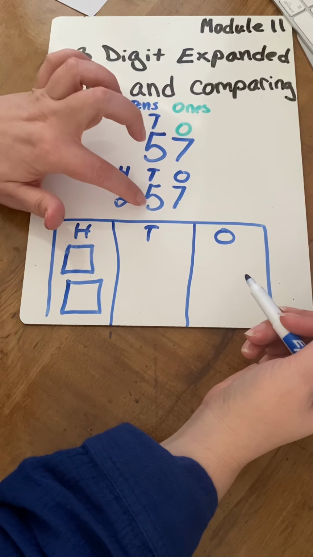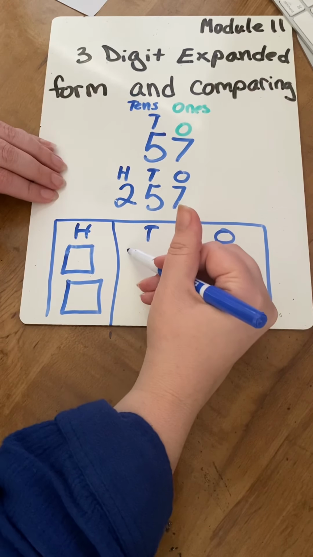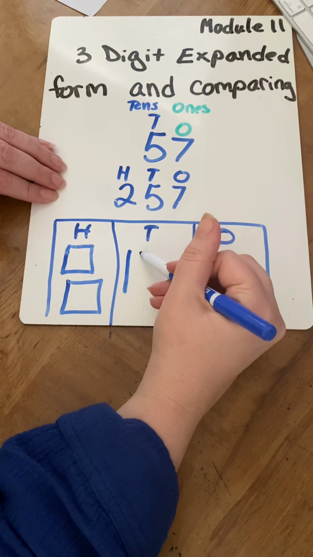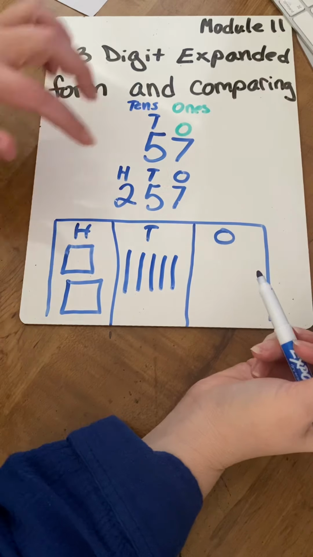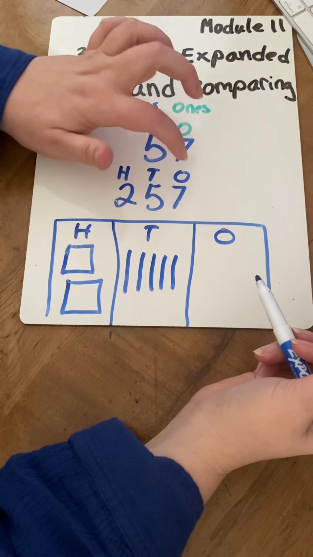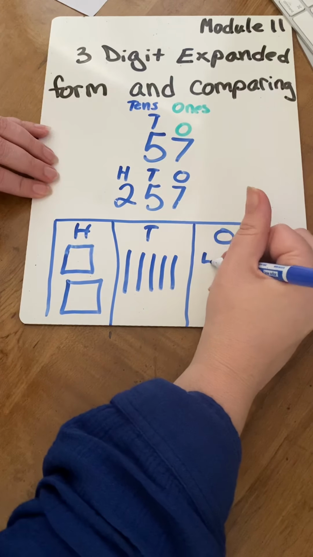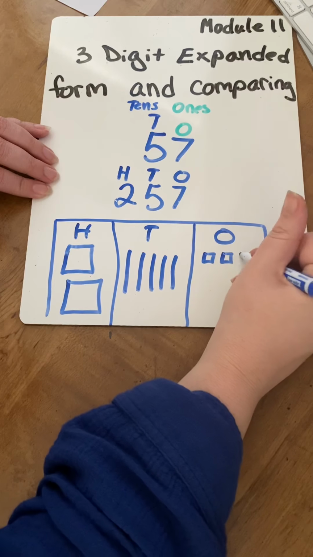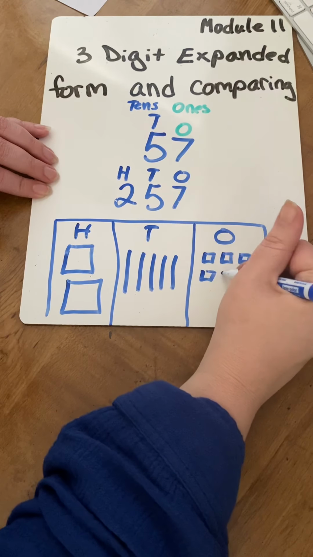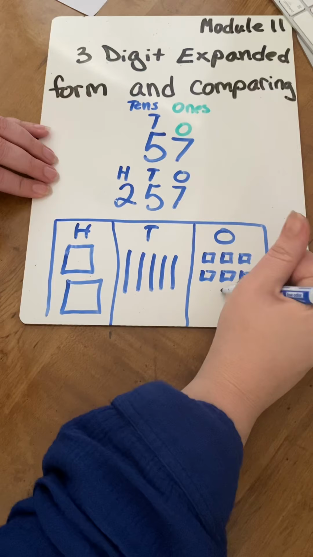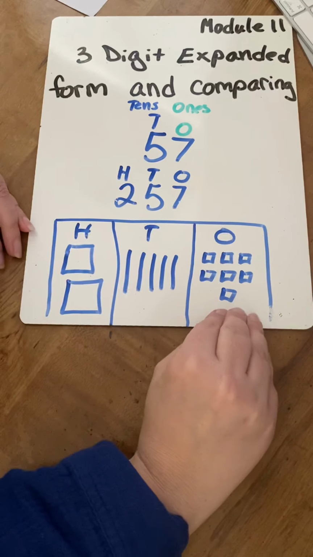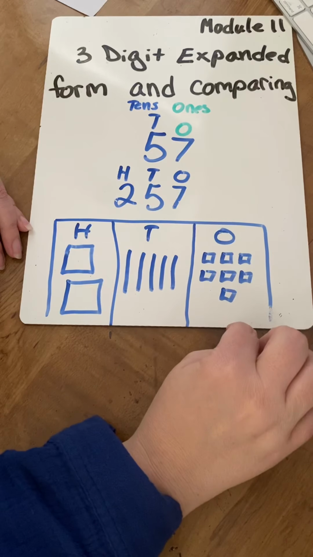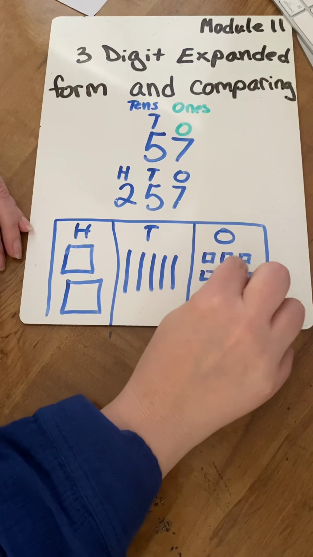Tens, I would need 5 tens, and sometimes we call them 10 sticks because they kind of look like sticks. 1, 2, 3, 4, 5. And then over here, we have 7 ones, and those are those little small cubes. So I need 7 of them. Okay, so this is 7 ones. 1, 2, 3, 4, 5, 6, 7.